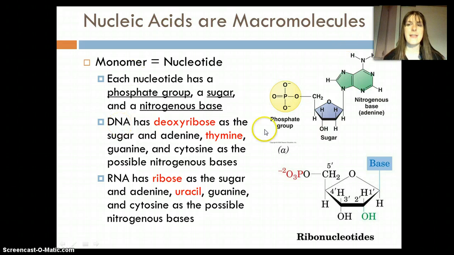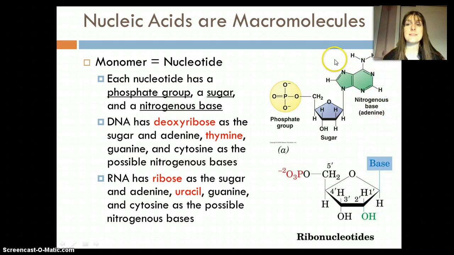If we're looking at DNA, then the sugar is going to be deoxyribose. If we're looking at RNA, the sugar is going to be ribose. Quickly, notice the difference between these two sugars. The only real difference is whether there's an oxygen here, no oxygen here, or 2 oxygens. This one is called deoxyribose because it has 1 fewer oxygen. This one here has 1 more oxygen, so we just call it ribose.